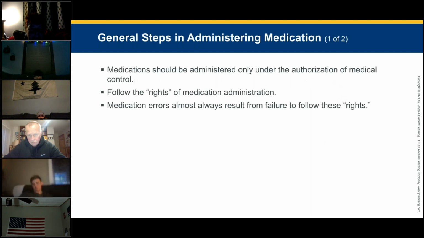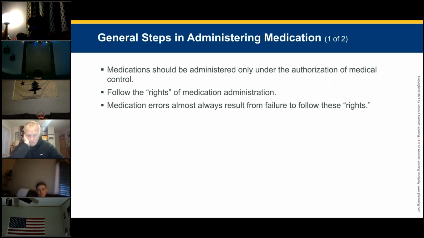Some of the general steps to administer a medication. Medication should only be administered under the direction of online or offline medical direction, and you need to follow the rights of medication. This is very important. There's a table on the next slide, but the medication rights, the first one is the right patient. You need to ensure the patient that needs the medication is the same person that receives the medication. So make sure you're giving it to the right person.